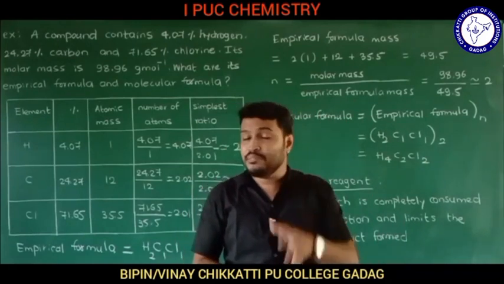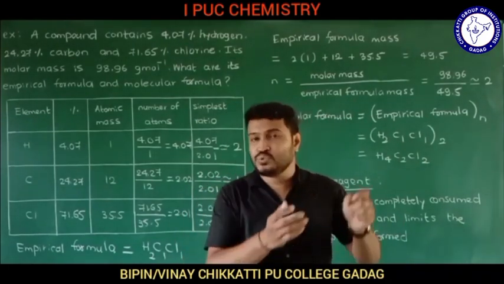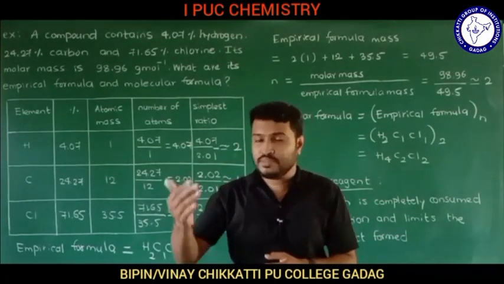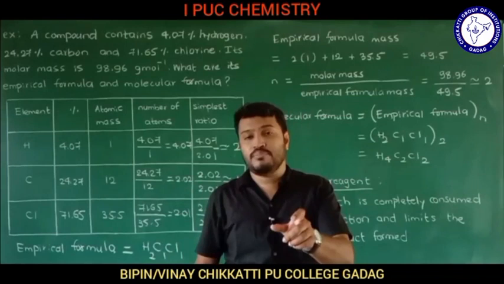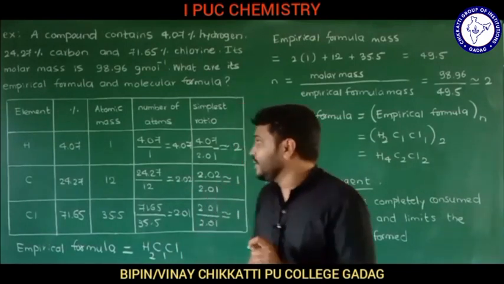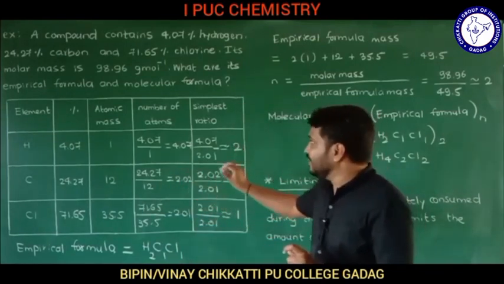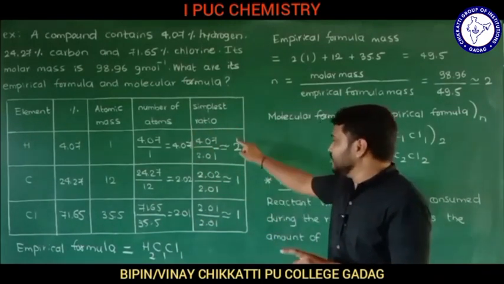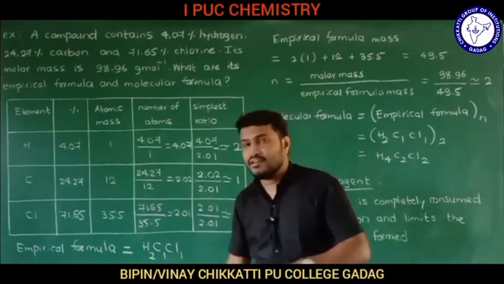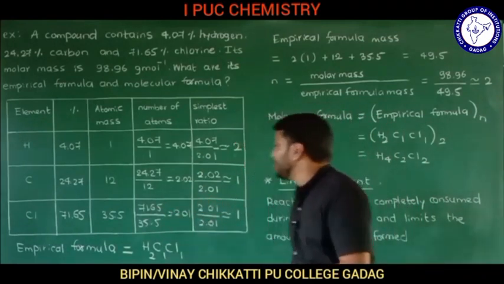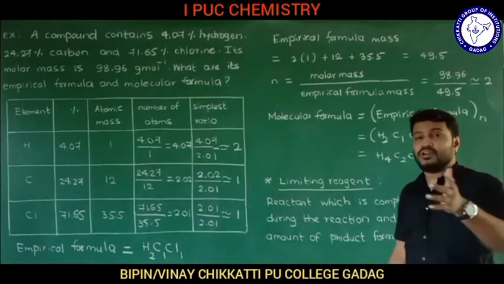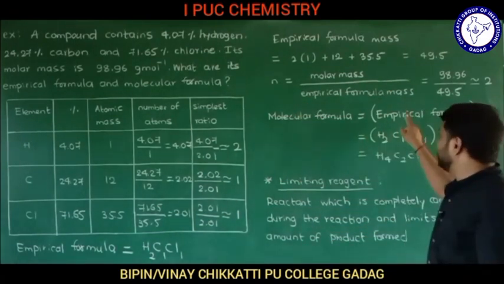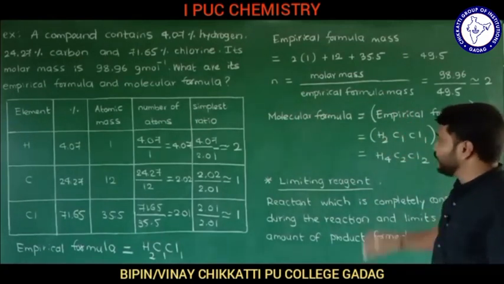Let me repeat that. In the problem they usually ask for the empirical formula and molecular formula. They may give any element with the percentage composition, and usually they will mention the molar mass of the whole compound, and you need to construct a table. Number of atoms and simplest ratio is the very important thing you need to calculate. Once you get the simplest ratio, you calculate the empirical formula. If you get the empirical formula, calculate the empirical formula mass, and then calculate the value of n, and then apply the formula, and you are going to get the molecular formula.